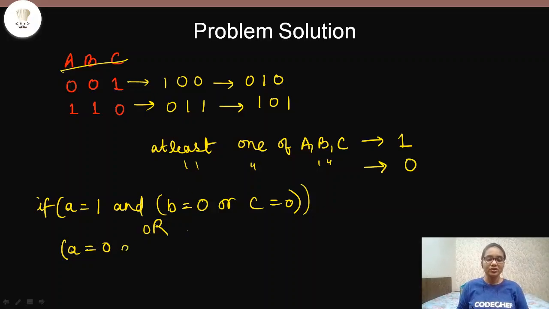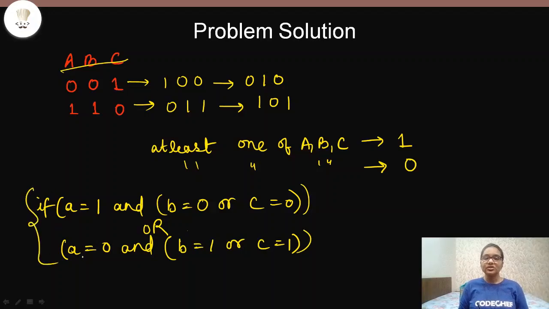So your condition should be that if A is 0, then B should be equal to 1 or C should be equal to 1. If any of these 2 conditions is true, then in that case the chef will be able to go out. Otherwise the chef will not be able to go out. This is one way of solving the problem. The other way of solving the problem can be that you can take the sum of A plus B plus C.